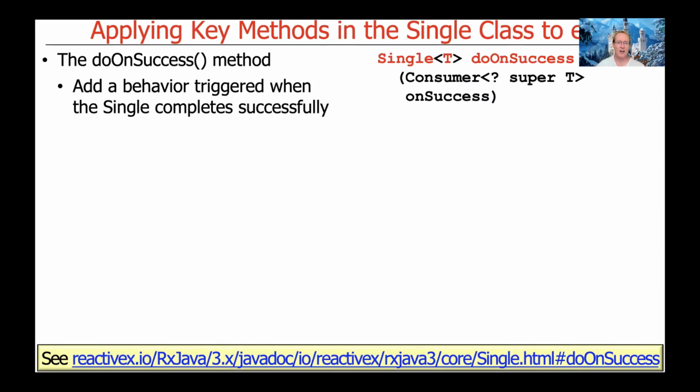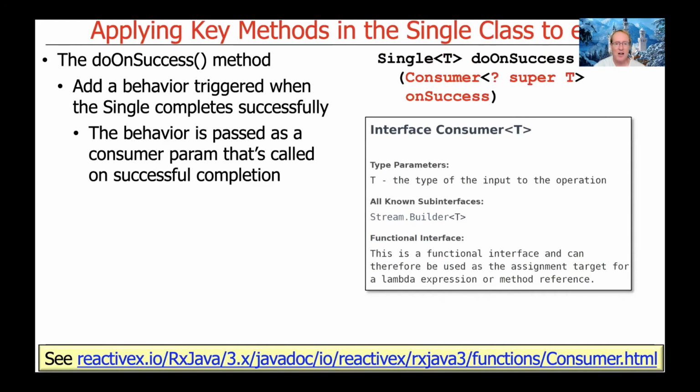Another method that's useful here is doOnSuccess. What this does is a little different from the map method we looked at, because it registers a behavior that's triggered when the Single completes successfully, hence the name doOnSuccess. What's passed in here is a behavior passed in as a consumer. This consumer is invoked essentially as a callback if the previous stage, to use CompletableFuture terminology, completes successfully. Then this onSuccess callback, this consumer, is invoked automatically.